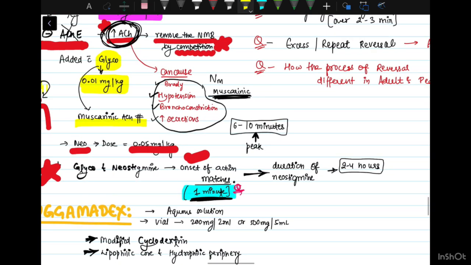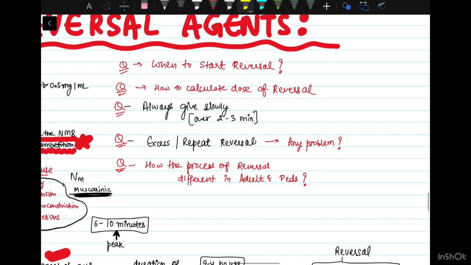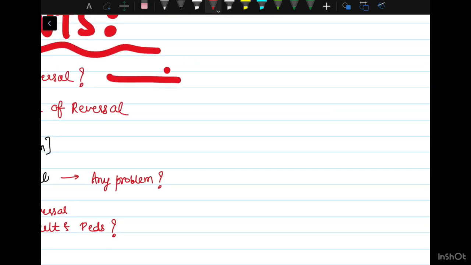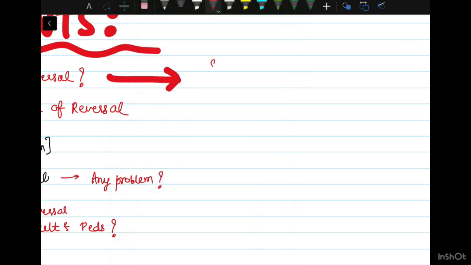Now let's see about these questions. And when do you start reversal? This we have answered, that clinically, once you see that on the ventilator the patient has started breathing on his own, that is known as once the spontaneous breathing efforts have come.